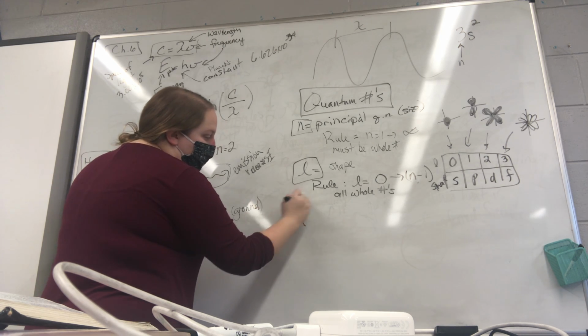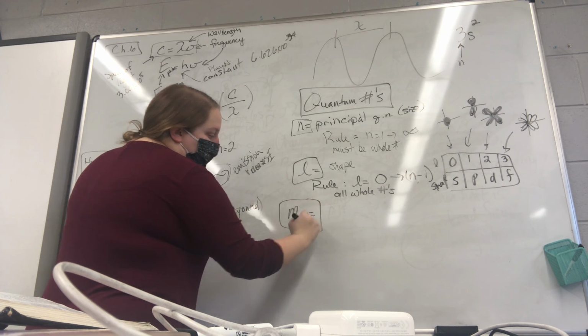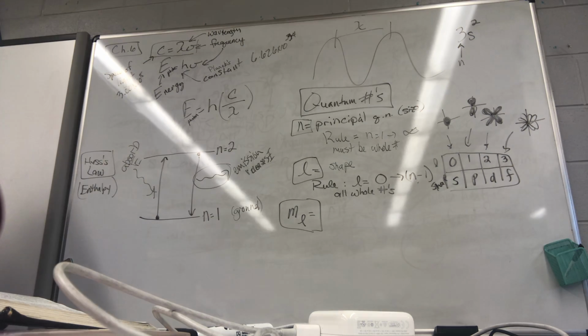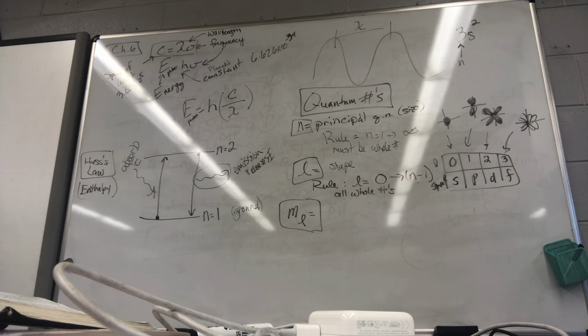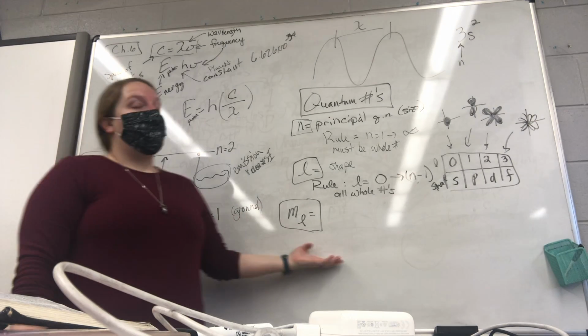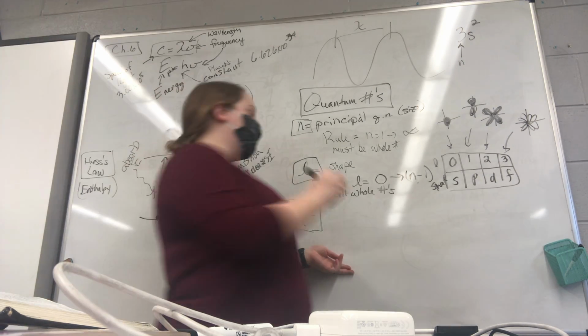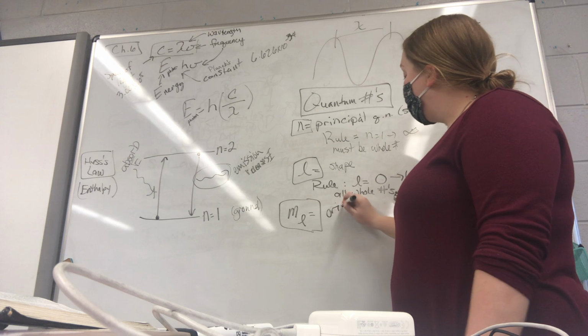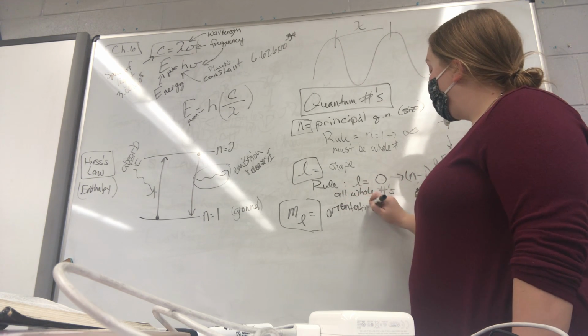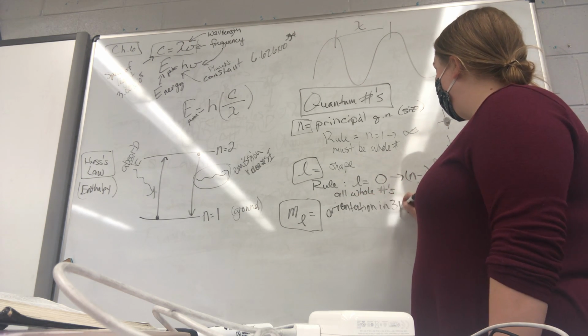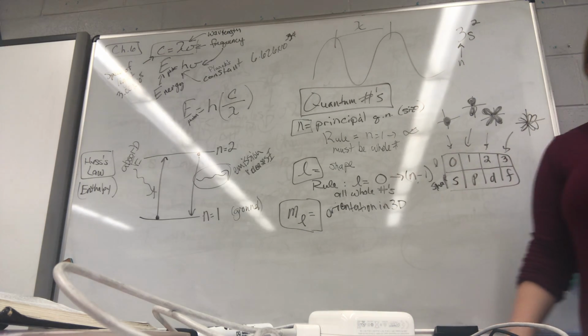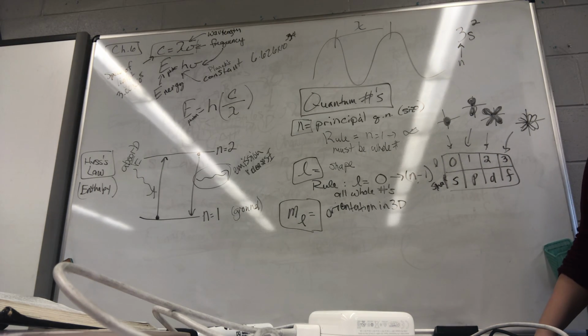M sub L. What does that one tell us? The magnetic property. It is the orientation in 3D space. In other words, how many different ways can we align that particular orbital diagram or that probability map so that we can see electrons in different ways?